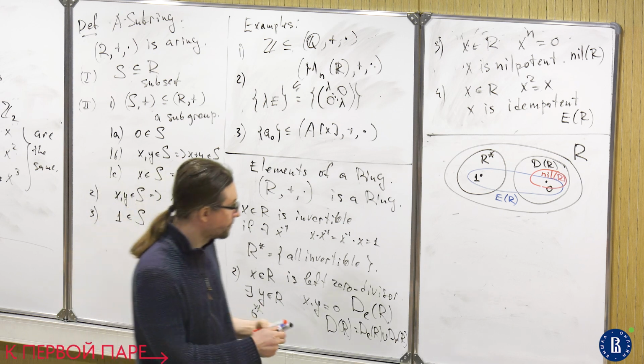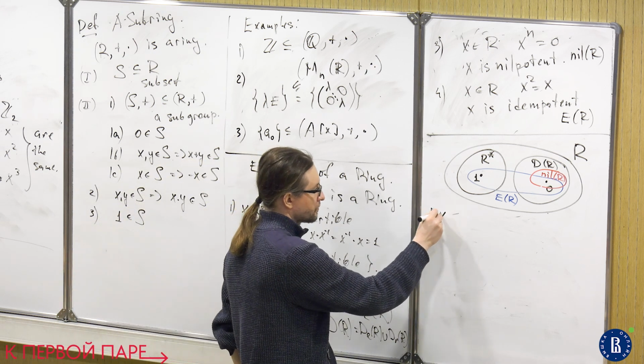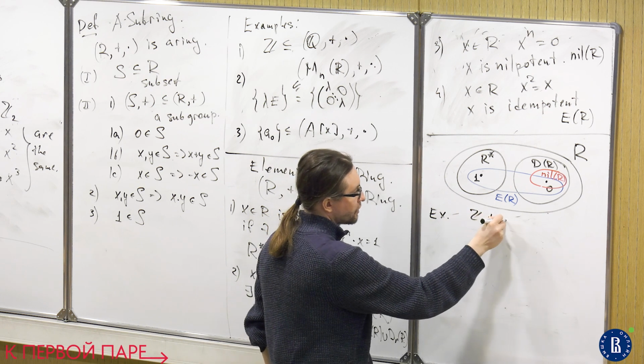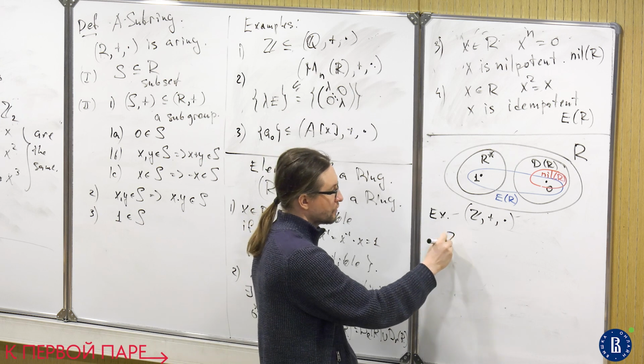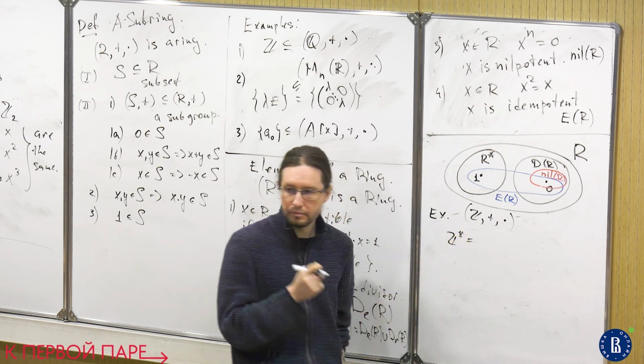So let me give you some specific examples. Let's take Z with addition and multiplication, the integers. What is the set of all invertible elements here?